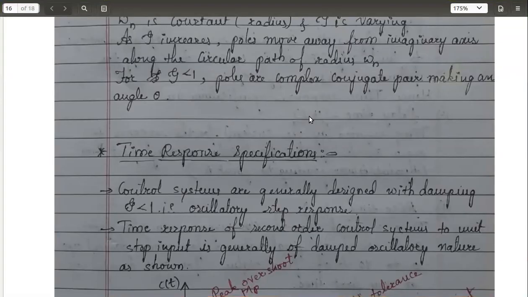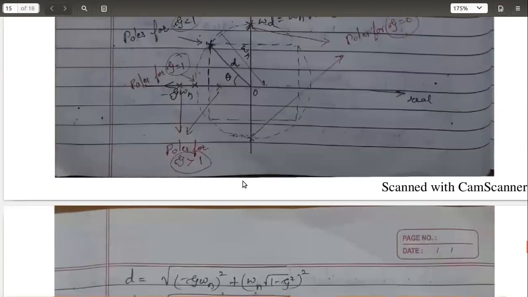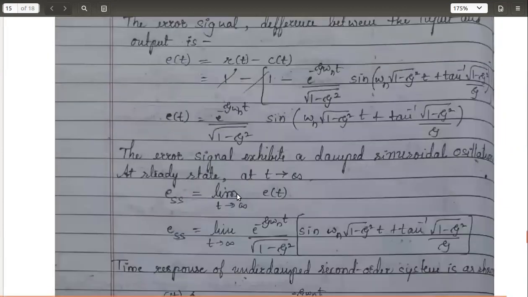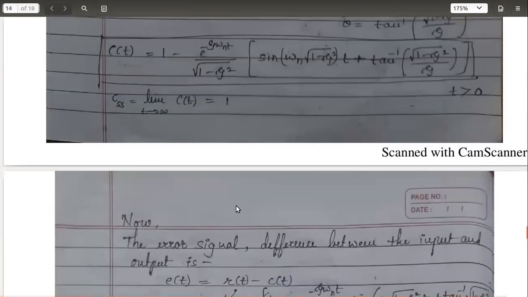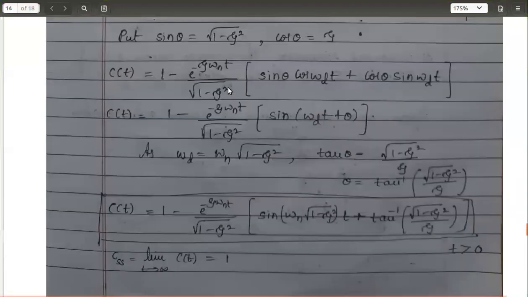In the previous session, we have seen the time response of second order systems, when the input applied is a standard test signal, that is, the unit step signal. Because of some disturbance, it was not possible for me to take the class, so I have recorded the class, and I hope you have watched the video.